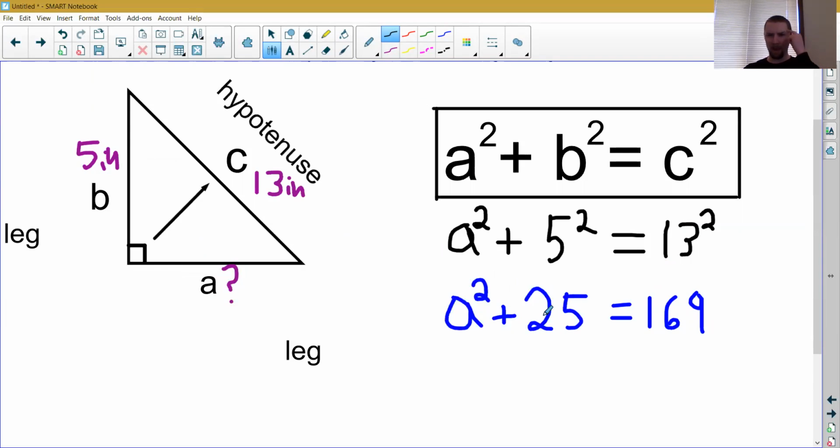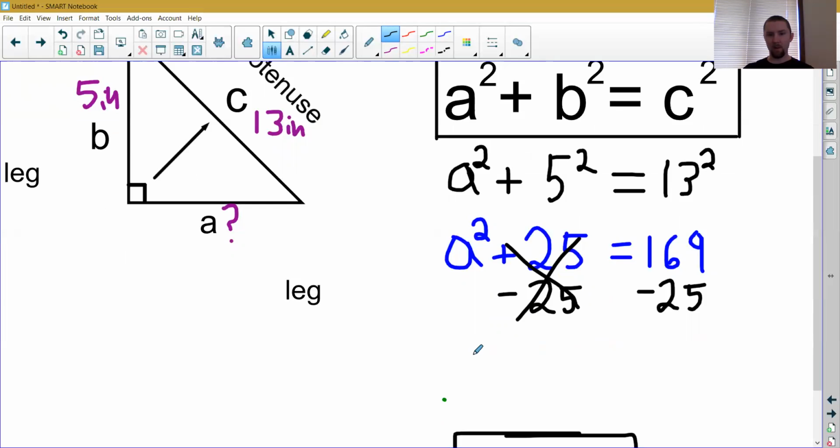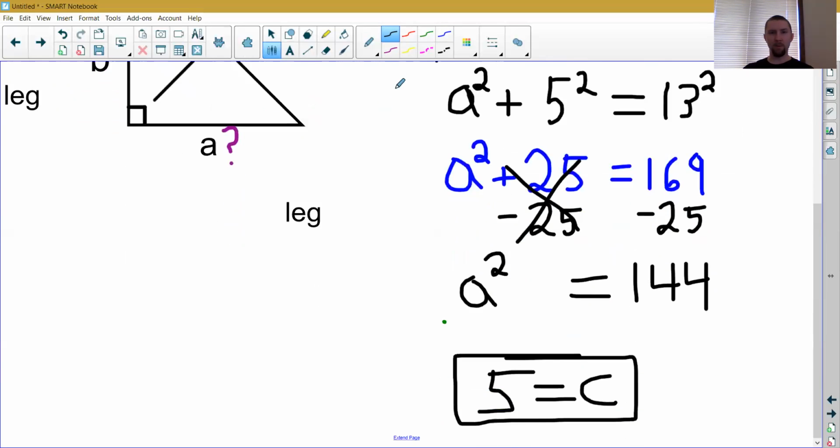And this is where we need to remember back to our solving equations. When we're trying to get rid of something, what do we have to do? We have to do the opposite, right? So instead of plus 25 here, this is going to be minus 25, and that'll cancel out my 25. Of course, I need to do it on the other side as well. That's where the minus 25 goes over to the other side. And on this side, it just says A squared because the 25 is gone. And it's now equal to 169 minus 25. If I do that math, I end up with 144. So I end up with A squared equals 144.